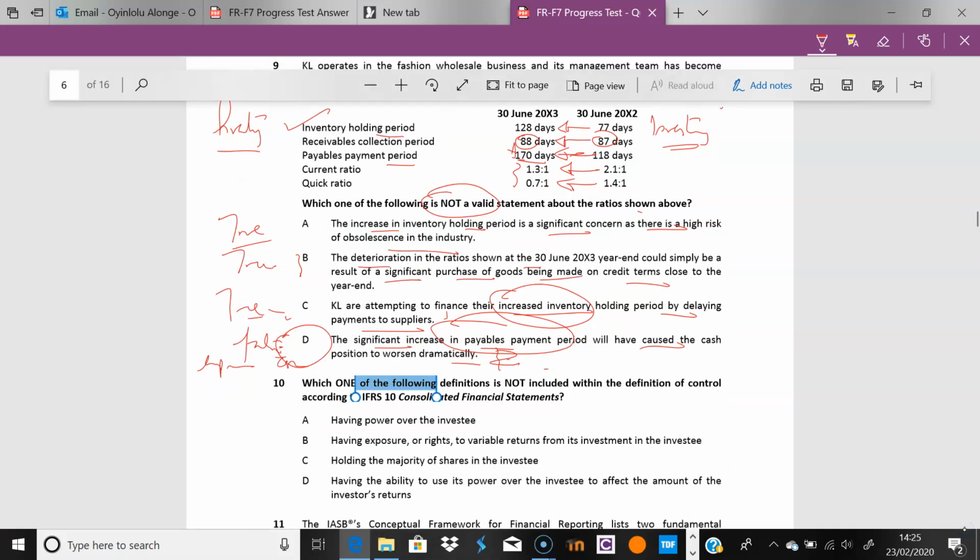Oh, I don't know how long I spent here. 12 minutes. Oh, that's not too bad. Question 10. Which of the following is not included in the definition of control? So control, a number of things here.